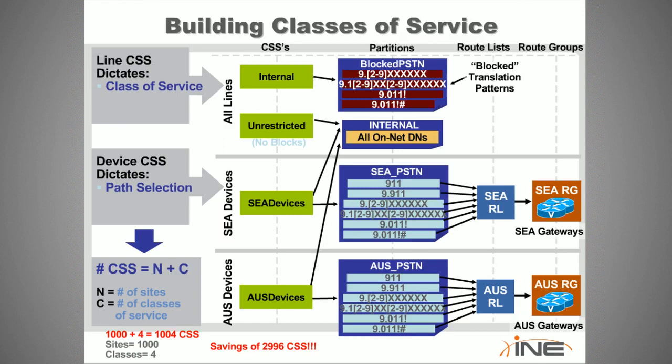Hey, so quick question on this. You just got the internal CSS that obviously has all the block partitions. So if I had a local CSS, I would just have block partitions for everything except local calling, long distance, and international. Is that correct?